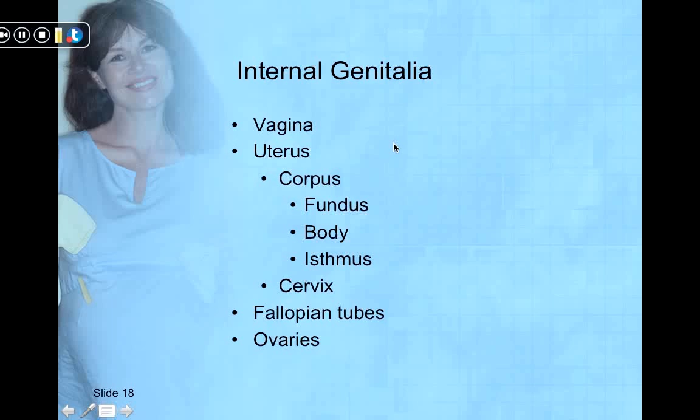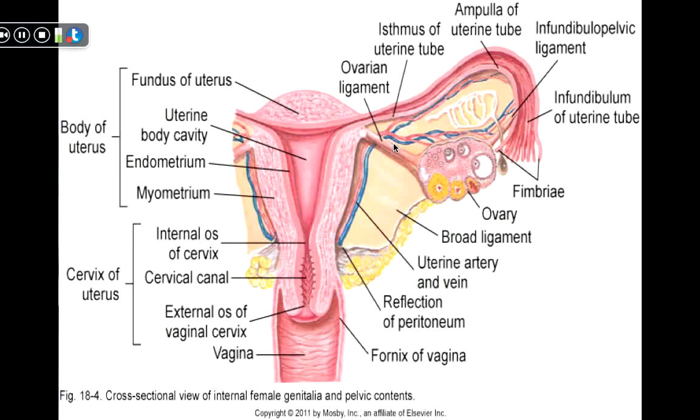The internal genitalia, we've got the vagina, of course, which is a tube-like structure. We've got the uterus, and of that we've got the fundus, the body, and the isthmus of the uterus, and then the cervix, which is the part that we see and we collect the pap smear and some of our endocervical specimens like GC chlamydia from. We've got our fallopian tubes and our ovaries on the internal genitalia as well.